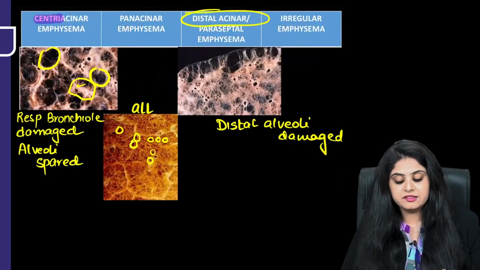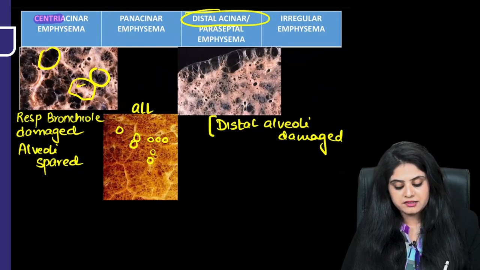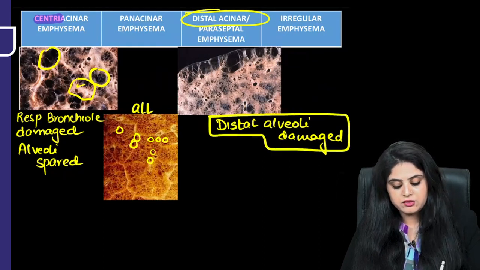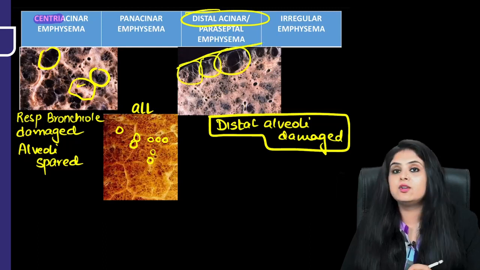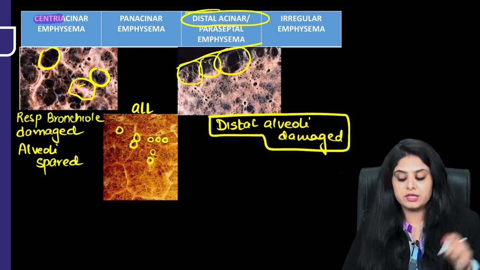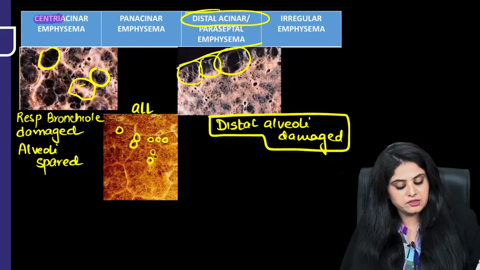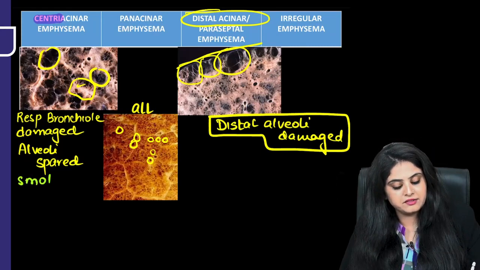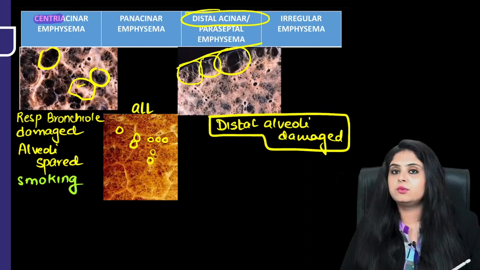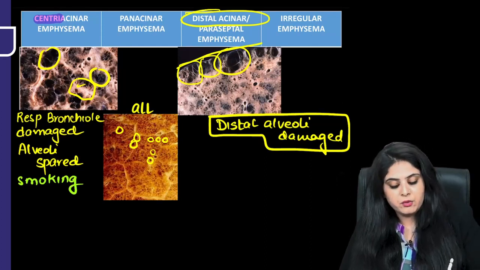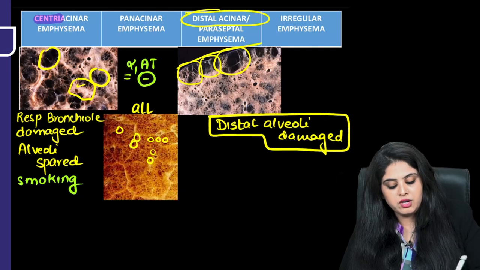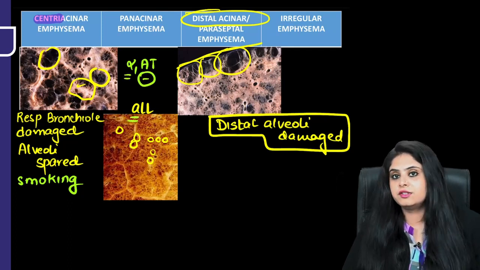What is distal? Distal means only the distal part is damaged. What is the distal part? As you can see near the septa, only the alveoli, only the distal alveoli have been damaged. Rest everything is okay. So tell me one thing, which of these is associated with smoking? Centriacinar was associated with smoking. Which one was associated with alpha-1 antitrypsin deficiency? So all affected. Panacinar is associated with this.